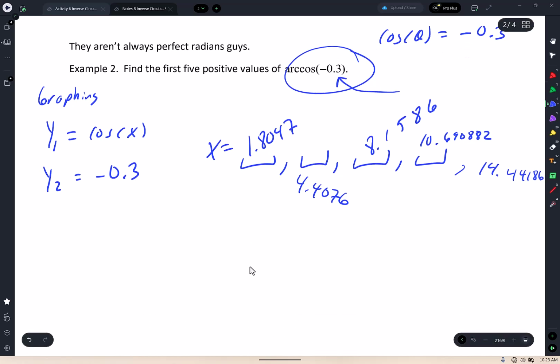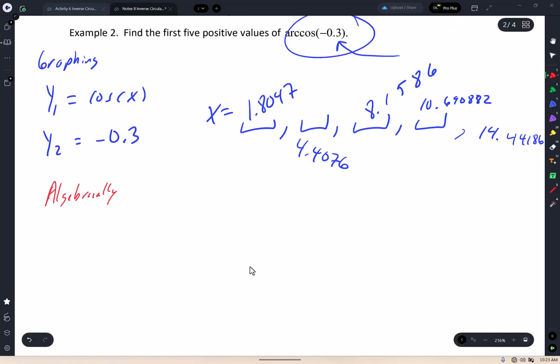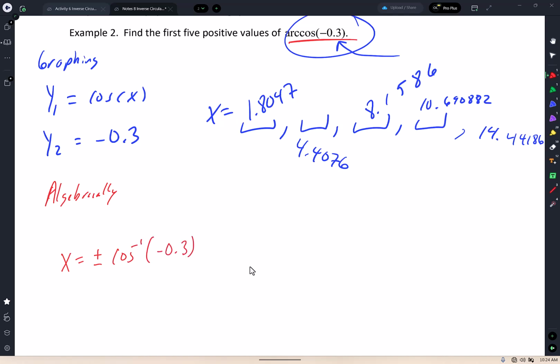Let's do it algebraically. I'm going to change my colored pencils here. If you have colored pencils, it is a good one too. All right. I'm going to go really slow, guys. So this arc cosine negative 0.3, I'm going to rewrite it like this. X equals, and I'm going to put a plus minus, because remember we have the positive angle and the negative angle. And I'm going to write arc cosine or inverse cosine of negative 0.3 plus 2 pi n. Why am I writing the negative there? Because the calculator, no matter how hard we try, will never give us one or the other. It's only going to give us the positive angle.